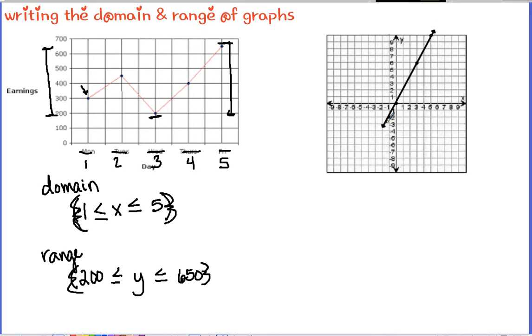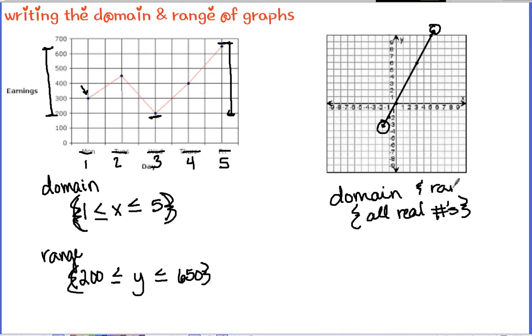Now here, this is where it's a little bit more difficult because you'll notice we have the arrows. So when we have the arrows in both directions, that tells us that it goes on forever. So in this case, my arrow is going to go all the way left, all the way right, all the way up, and all the way down. So that's when we use infinity. So the domain is going to be all real numbers. And so is the range.